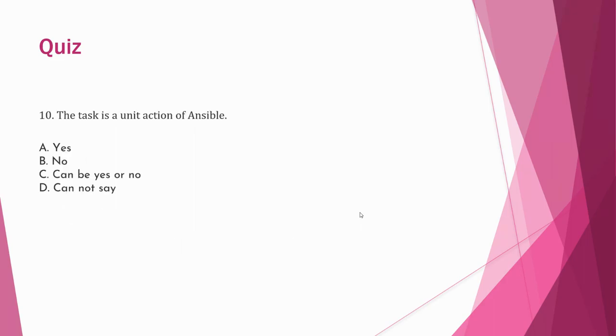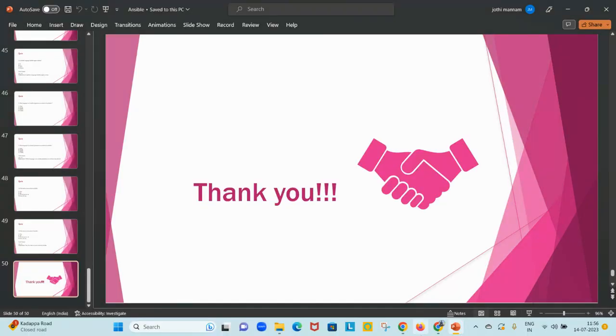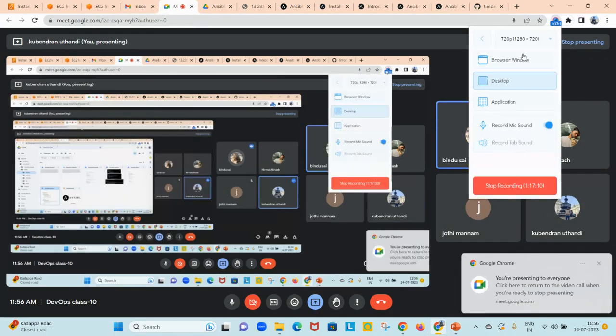Good. The task is a unit action of Ansible. They are saying task is a unit, compared to the whole playbook, in Ansible. It's true, right? In a playbook we are writing multiple tasks, so a task is a minor unit, right? It should be yes. Thank you guys for Ansible. Successfully completed Ansible, but we took a lot of time.